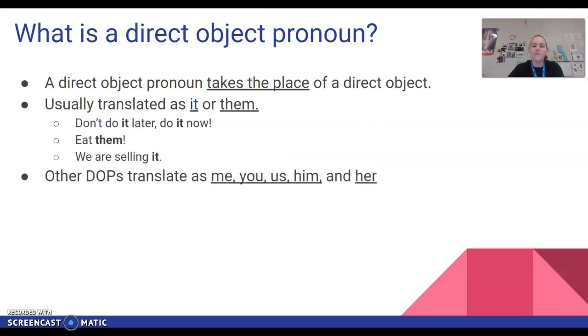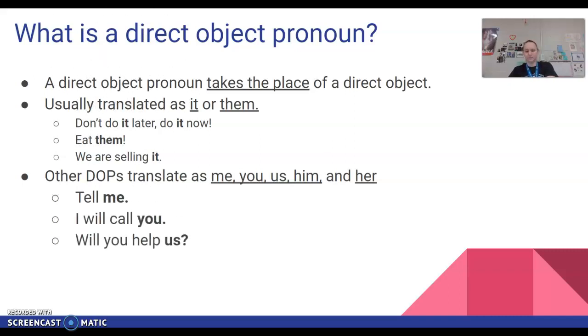Sometimes our direct object pronouns will translate as me, you, us, him, or her. Tell me. I will call you. Who will I call? You. Will you help us? I take her to the movies. Ask him. So sometimes your direct objects are going to be people, and sometimes they're going to be things.